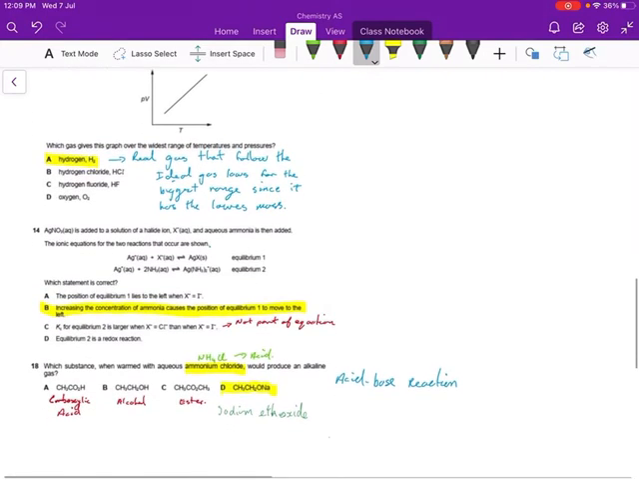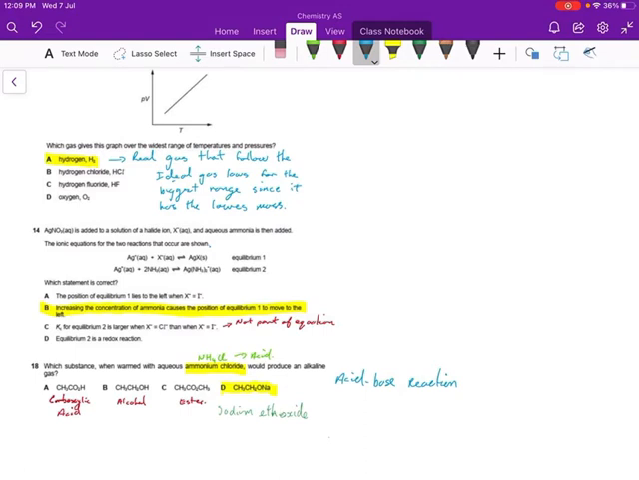And then the last two questions that you asked was, we have in question number 14, silver nitrate that is added to a solution of a halide ion, and aqueous ammonia is then added.